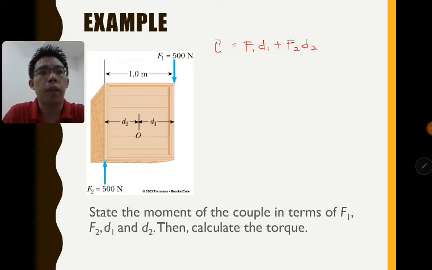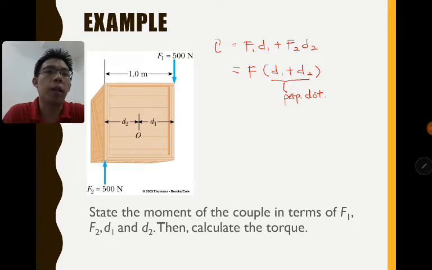Okay, then let's try to factorize that, because F1 and F2 are the same magnitude, so we can actually do it like this: F times (D1 plus D2), and D1 plus D2 actually is the perpendicular distance between the couple. So then you go back to the definition of the torque, which is one of the force times the perpendicular distance between the two forces, right? That's why I say basically this is the same thing.